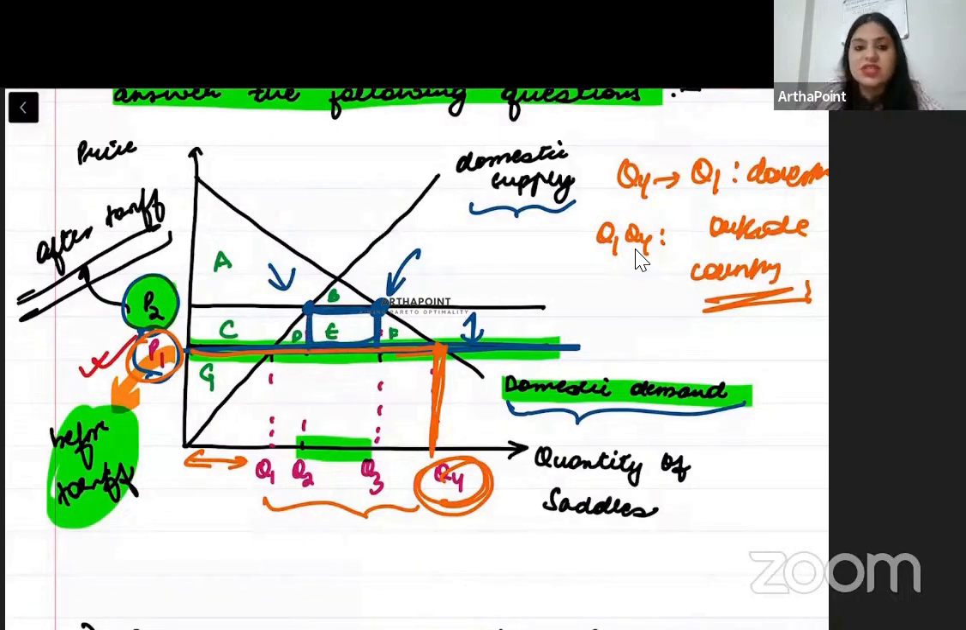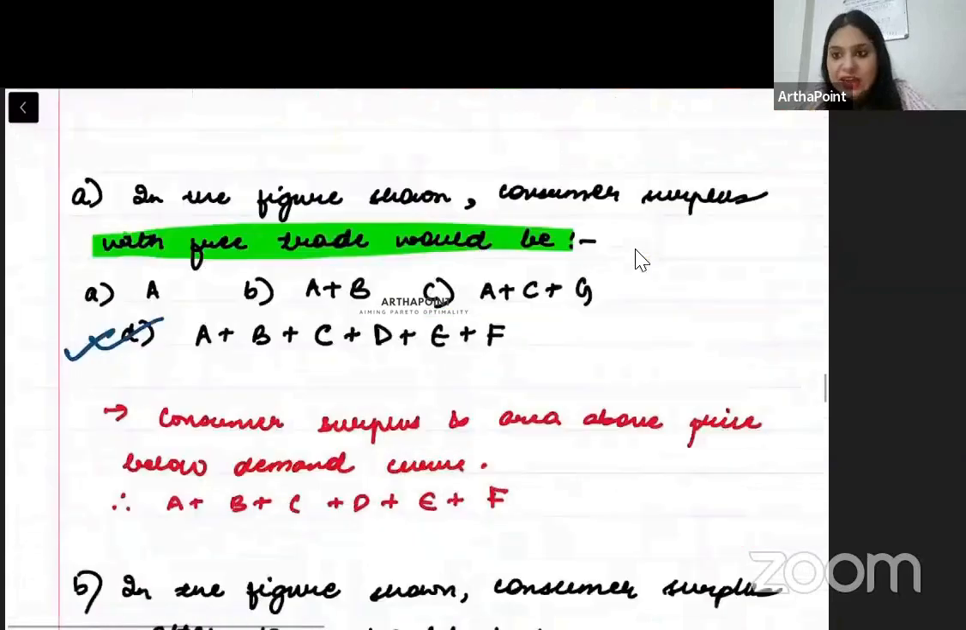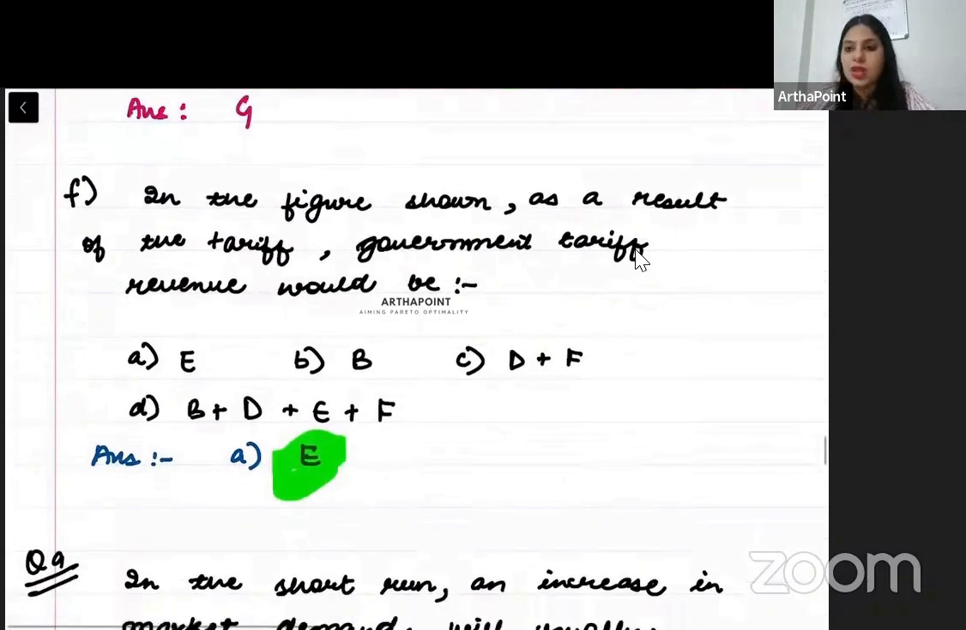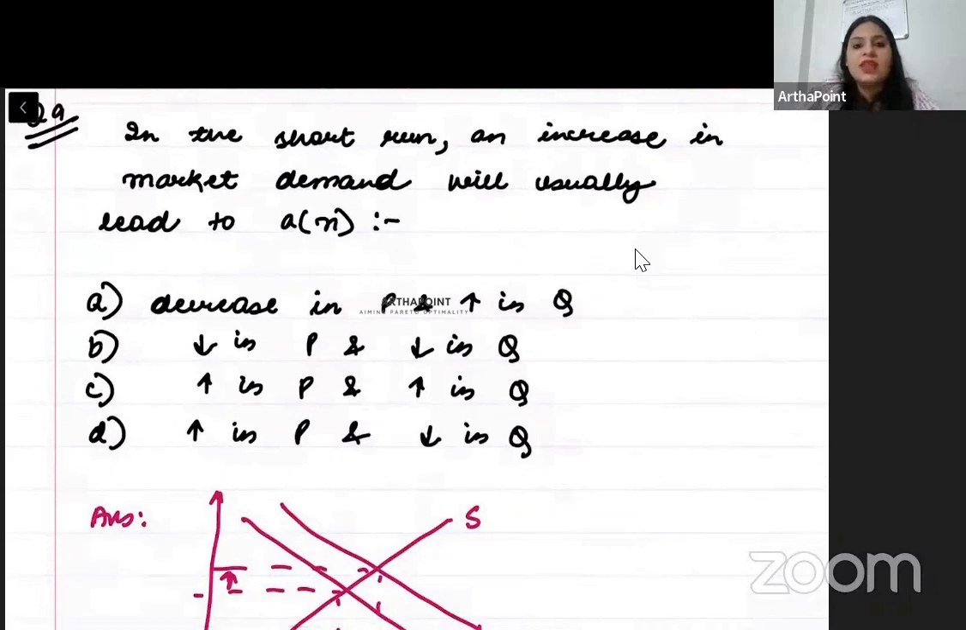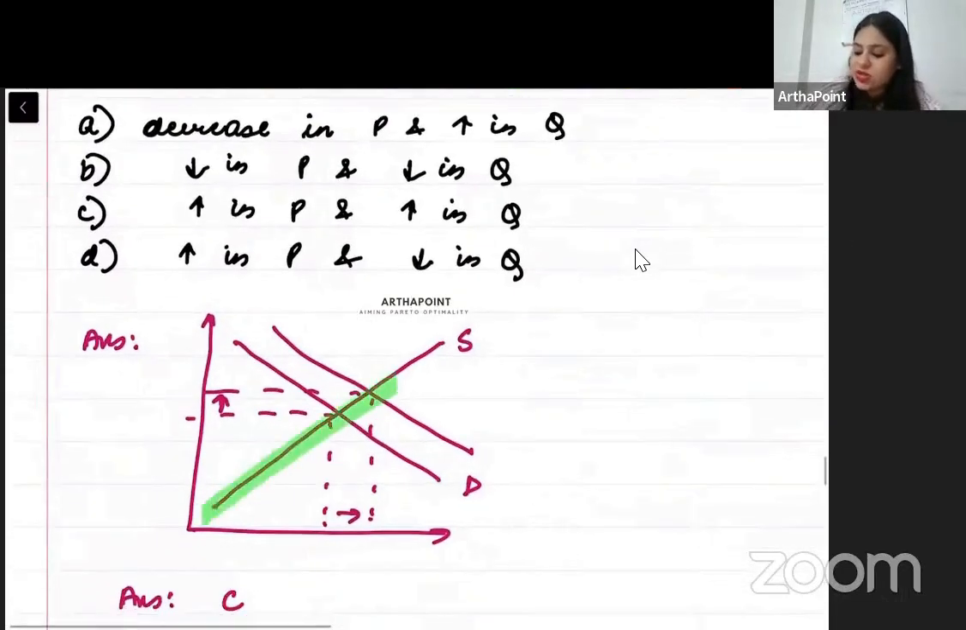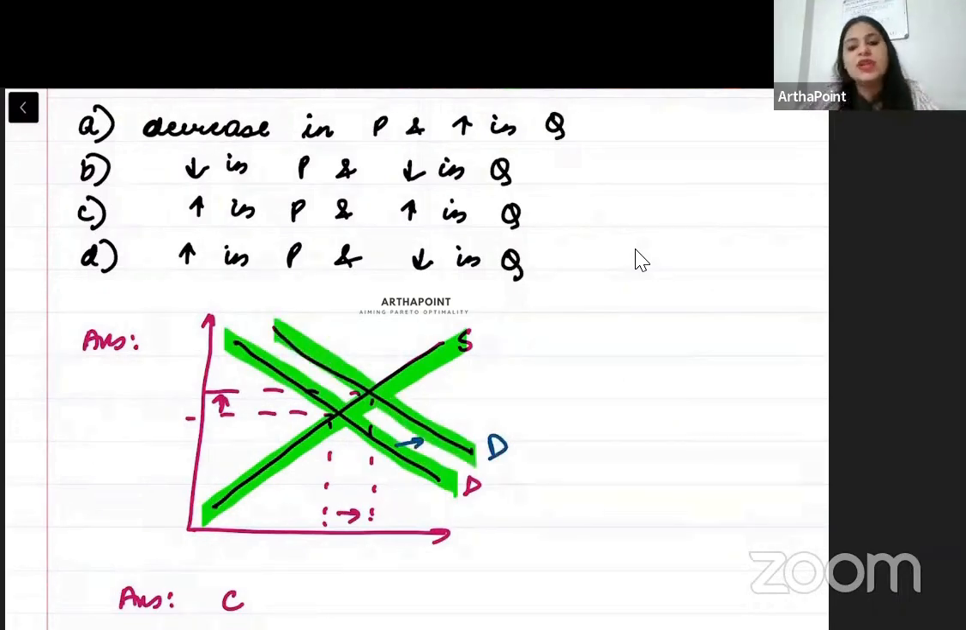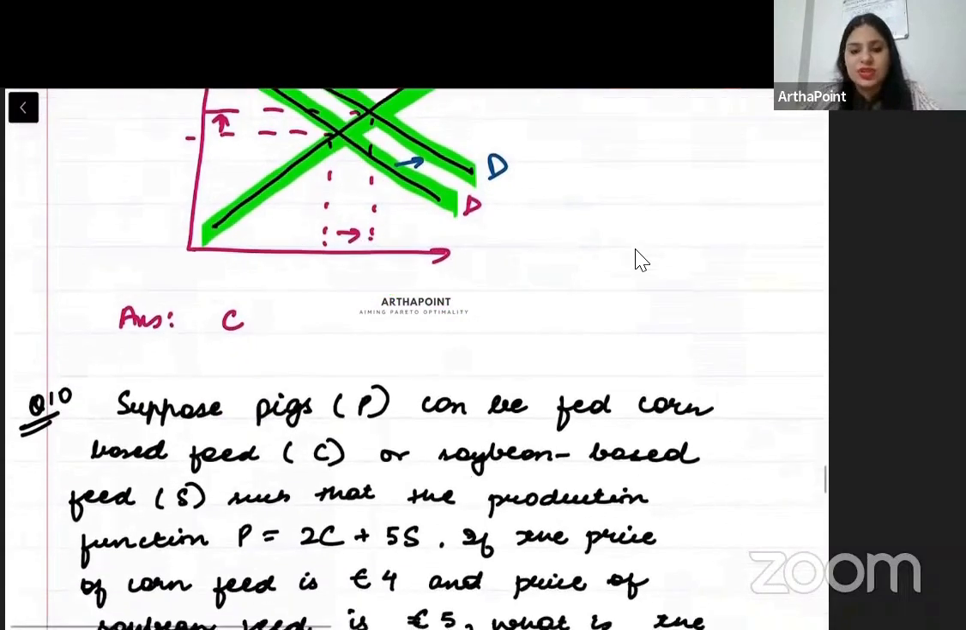So import tariff revenue is the quantity imported times the tax paid per unit. So the tariff in this case is going to be E. So the answer to this question is E. Okay, come to the next question. In the short run, an increase in market demand will usually lead to. This is a very simple question actually. This is your supply curve and demand curve, and there is an increase in demand, so it shifts to the right. The price will increase and quantity will also increase. So the answer is this.